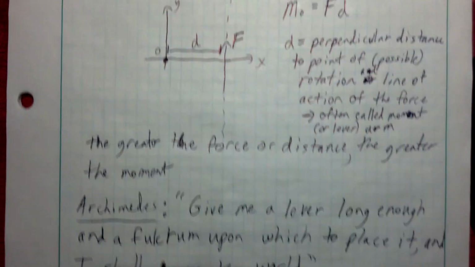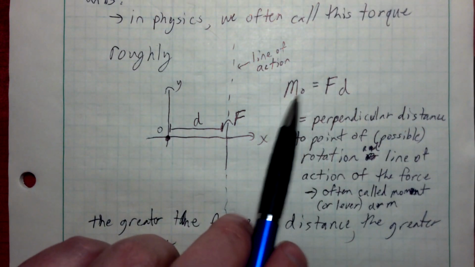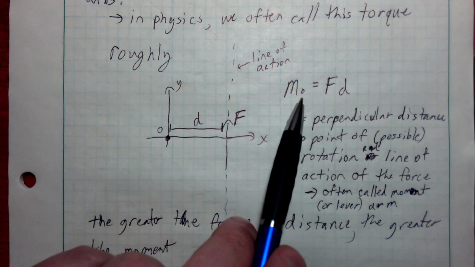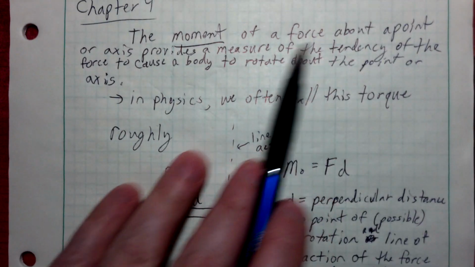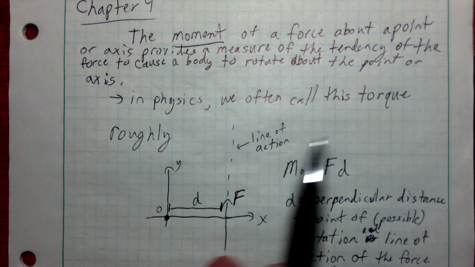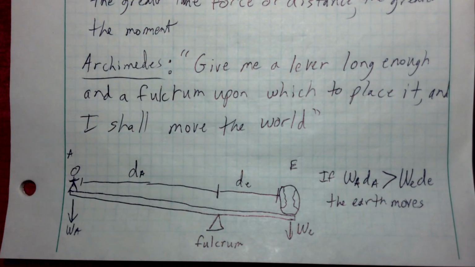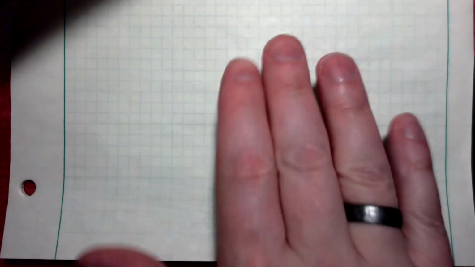And that's based off this principle that the moment, the force times the distance, represents the tendency to cause rotation about some point. In this case, what we call a fulcrum, the point of rotation. Pretty cool. Right? Neat concept. Archimedes is a smart guy. A lot of what we do today is based off of what he did long time ago.